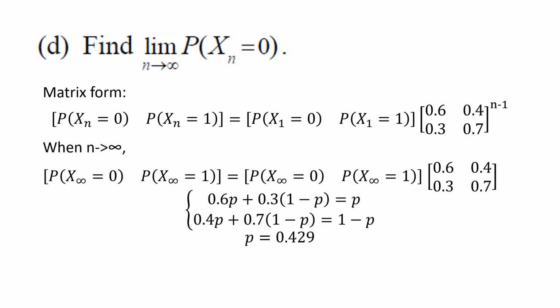So we assume that p equals the probability of xn equals 0, and we have two equations: 0.6p plus 0.3 times (1 minus p) equals p, and 0.4p plus 0.7 times (1 minus p) equals 1 minus p. And we'll get p equals 0.429.